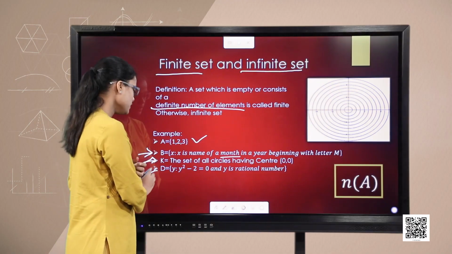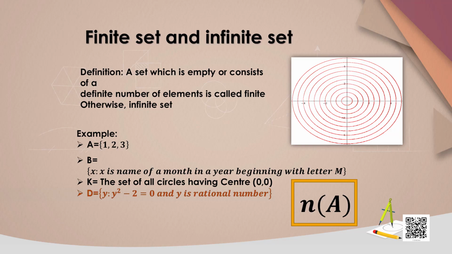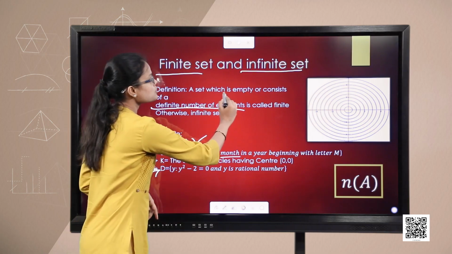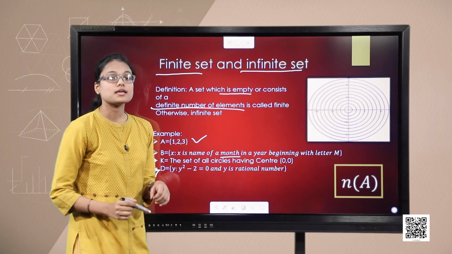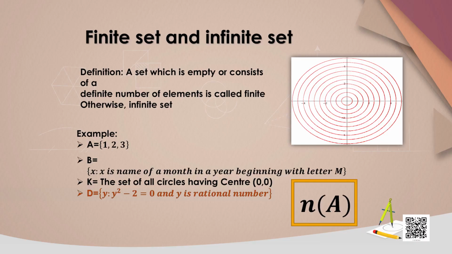Now, the last example D. We have already seen that the set D is an empty set, and according to the definition, an empty set is a finite set. Set D is a finite set.